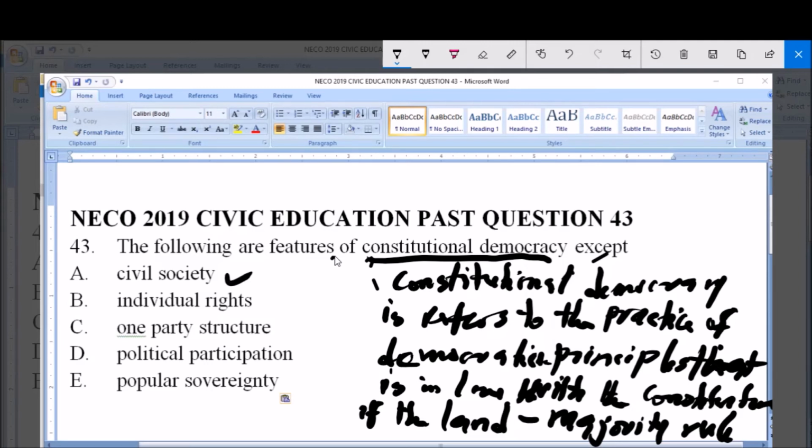That is, the people as a whole, civil society, the people as a whole have their life to live. Then there is individual rights as well. Then in constitutional democracy, there is political participation, which is mass party system. Then in constitutional democracy, there is popular sovereignty, except one party structure. One party structure is the same thing as one political party system. So option C is correct.